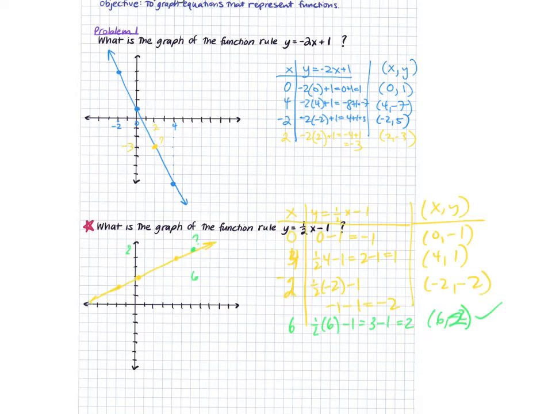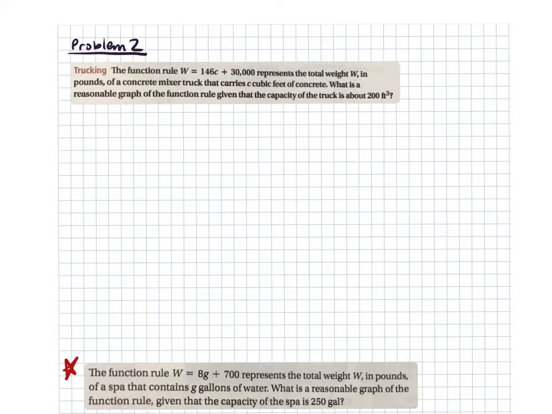Okay, so hopefully you got this line here. I plugged in the same values here, 0, 4, and negative 2. And I got these points, I plotted them, I drew my line, and then I guessed, I think there should be one at 6 too. So I plugged in 6, and I got 2. So that was my check there.